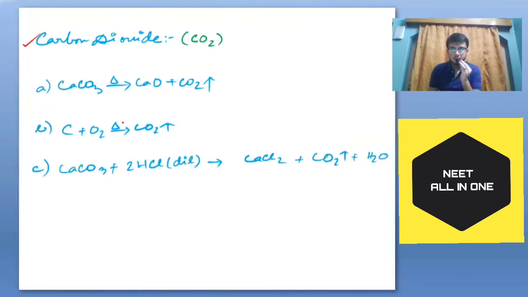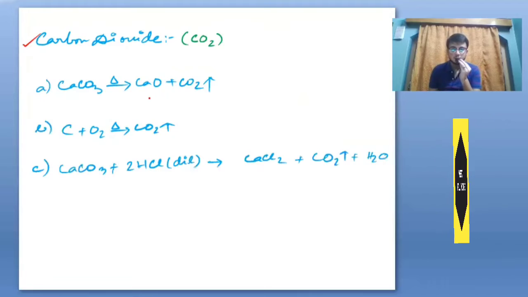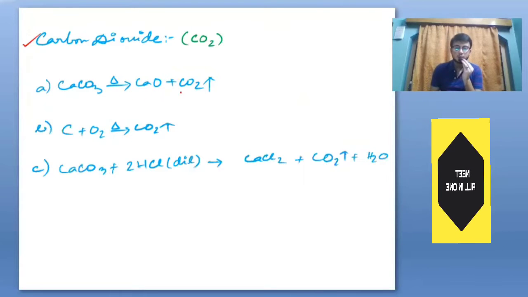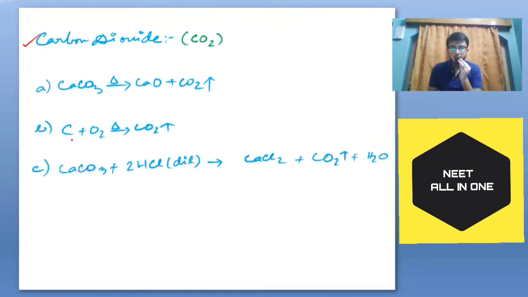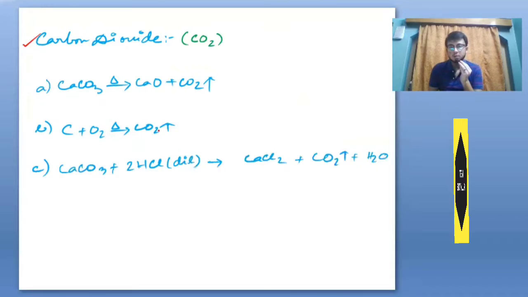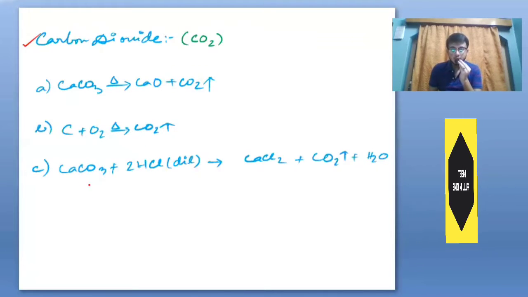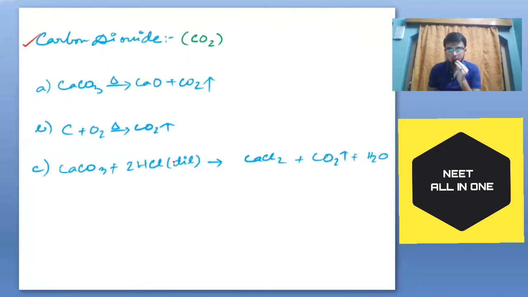Now here are some preparation reactions of CO2. That is CaCO3. If we heat it, then it forms CaO plus CO2. And if we burn coal or oxidize carbon, then we can also form CO2, and also CaCO3 plus 2HCl diluted. That also gives us CaCl2 plus CO2 plus H2O.